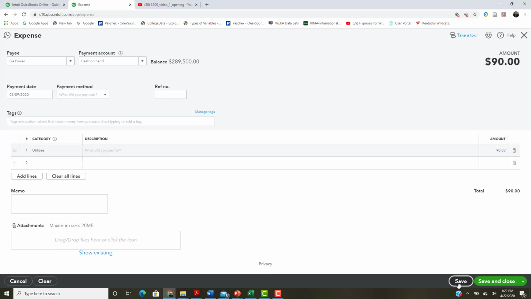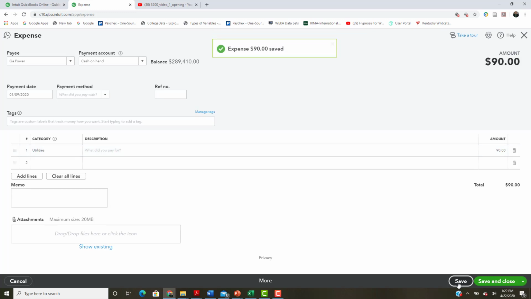Okay, and save it. And what I want you to see is that look at your cash balance up here, 289.5, and now you notice it's 289,410. The reason it was 289.5 is we started out with 287.5. We paid out $500. We brought in $2,500, which brought it up to 289.5. And now we paid out $90, which takes it down to 289,410. Okay. All right. So that's that part.